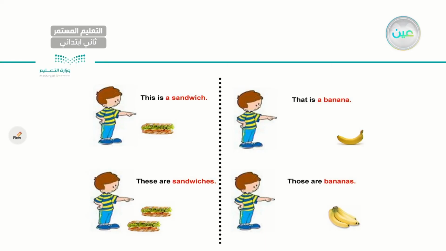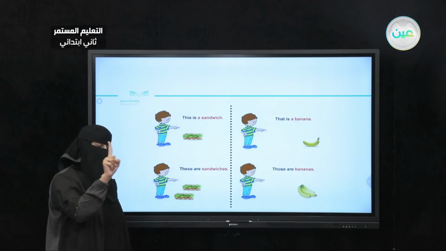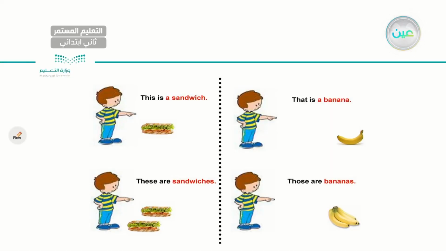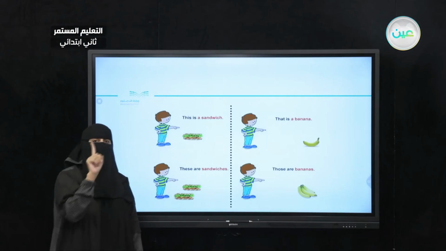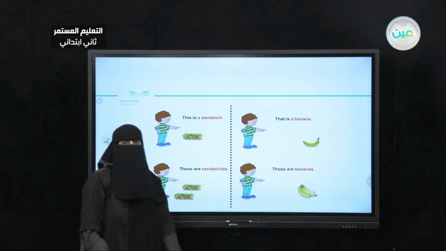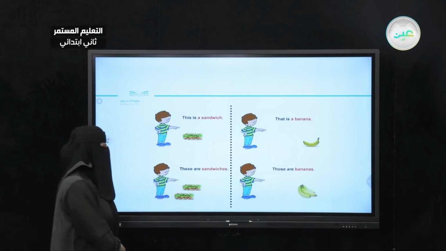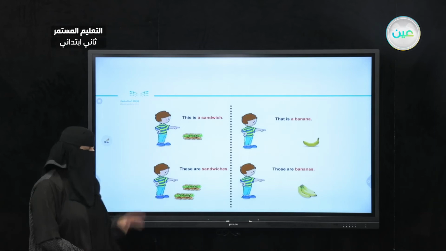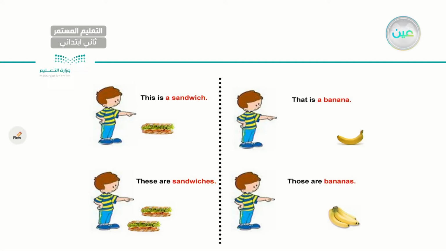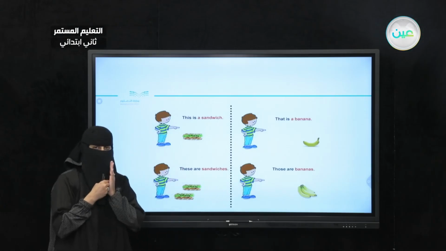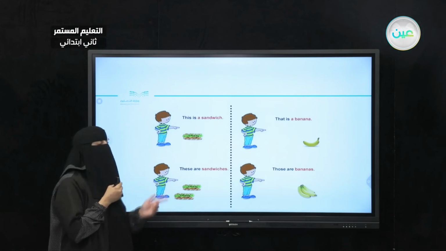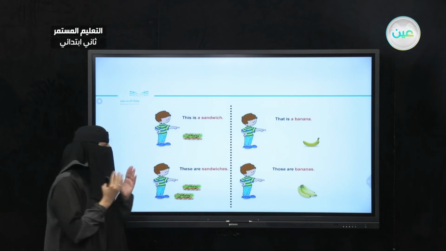Very good, with plural. As you can see here, this is a sandwich. Right next to it, that is a banana. So I have one sandwich and one banana, right? Moving below, I have two sandwiches now. These are sandwiches. The sandwiches are close to me, okay, near me. So I'll be using these are sandwiches.